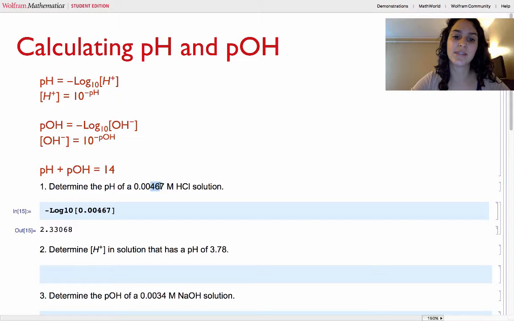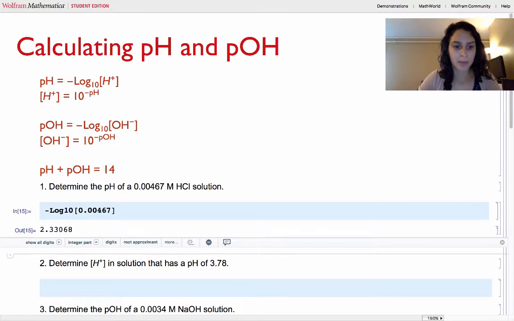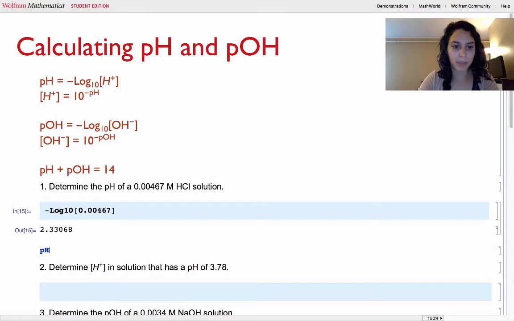I need 3 significant digits. So my pH will be 2.33. And hydrochloric acid is an acid, so this 2.33 for pH makes sense to us because that's where acids lie, between 0 and 6. So I can use the hydrogen concentration to figure out the pH value. But I can also do the reverse. I can use the pH value to figure out the concentration of hydrogen ions.